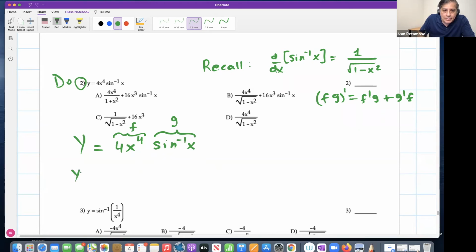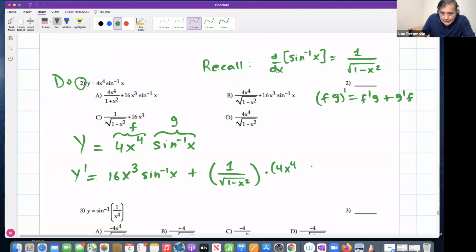Okay, so y prime should be equal to what? Start with the derivative of f. The derivative of this is just 4 coming down, multiplying 4, 16. 1 less stage, right? 16 times x cubed times the function g as it is. This is the function g plus derivative of g, but the derivative of this is just this, right? Plus this 1 over square root of 1 minus x squared times the function f, which is this, right? 4 x to the 4.